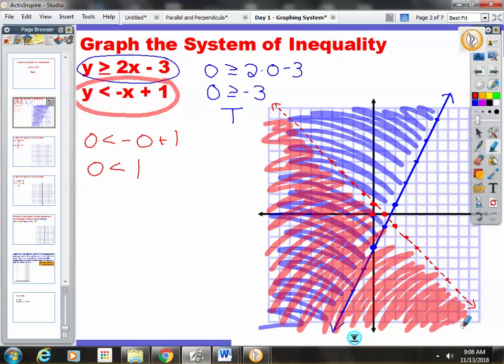Now I would like for you to go back and darken the region where those shadings overlap. If you've got a highlighter, you can just shade in that region where they overlap with a different color. That would work, or you could just darken it up with your pencil. That's fine. So my yellow region is the region where the shadings overlap.